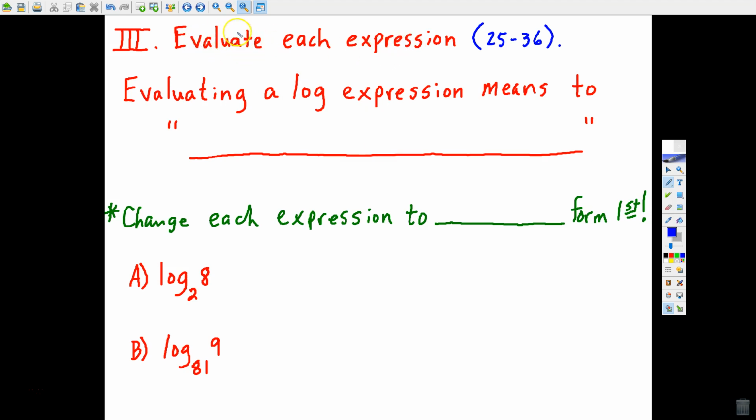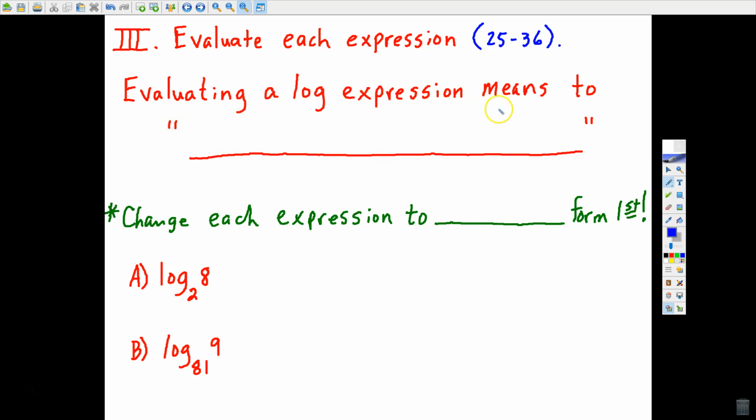Well, the root word of evaluate is value, and when we talk about a value in math class, we're basically talking about a number. Evaluate is another way of saying come up with the number. Well, when we're talking about evaluating log expressions, it's not just any number. It's, well, let's just put it in quotes here.